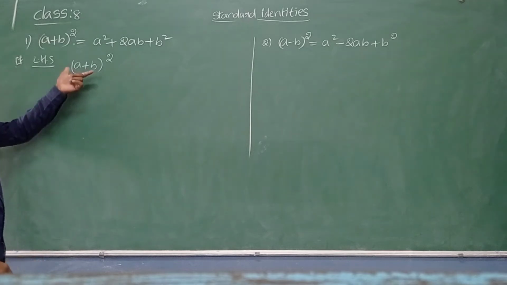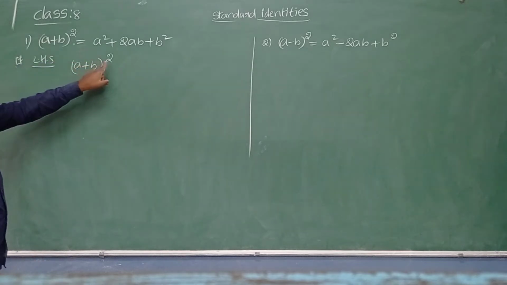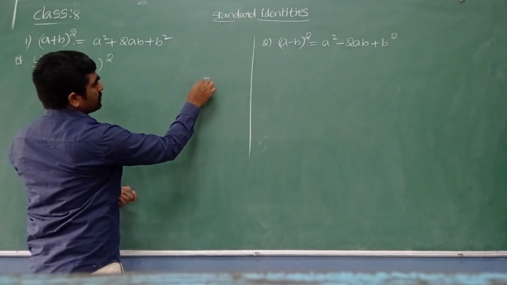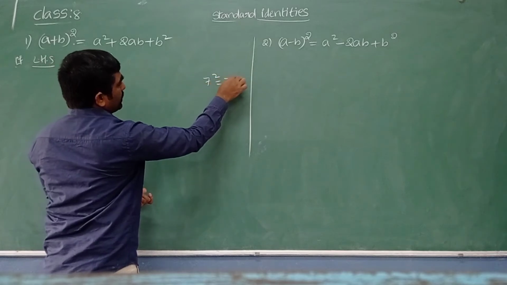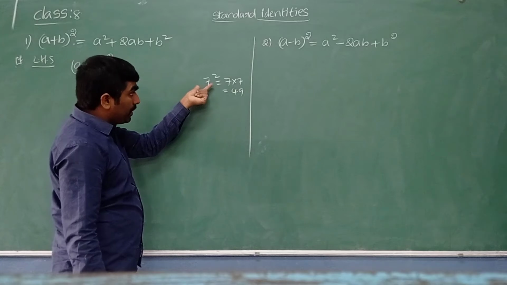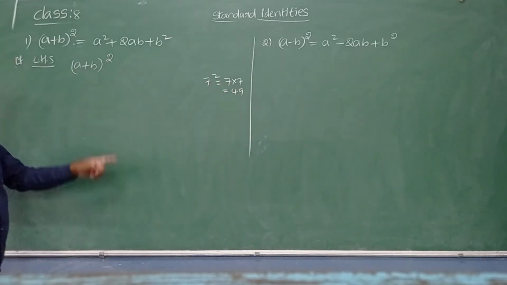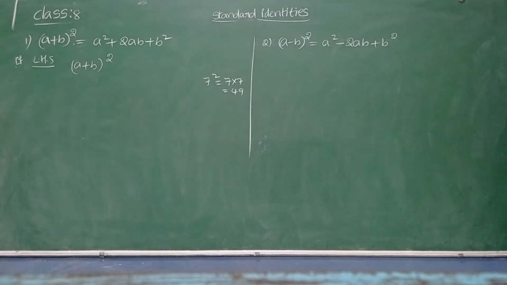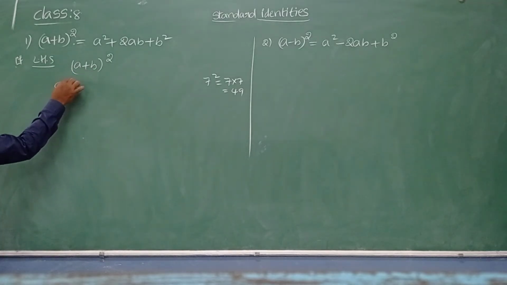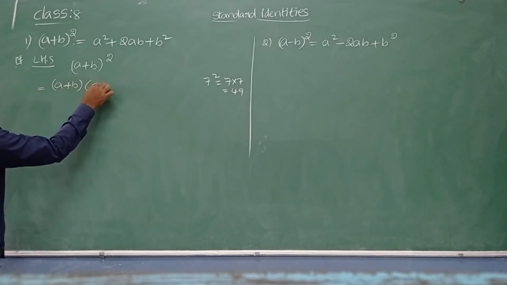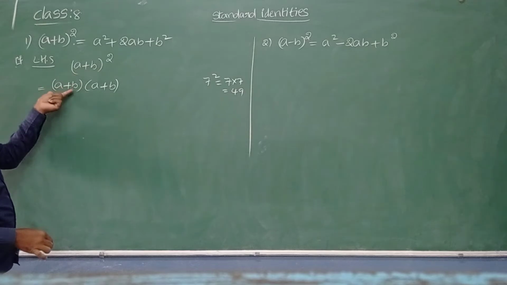Now in that, a plus b is called the base. This 2 is called the power. So when we have power 2, multiply the base by itself 2 times. Like if I have 7 power 2, we can multiply 7 into 7 and we get 49. Power 2 is nothing but multiplying the base by itself 2 times. Similarly here, power 2 means multiply the base a plus b by itself 2 times. So (a plus b) into (a plus b).